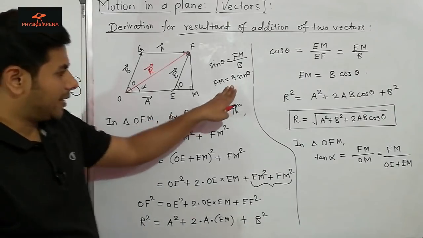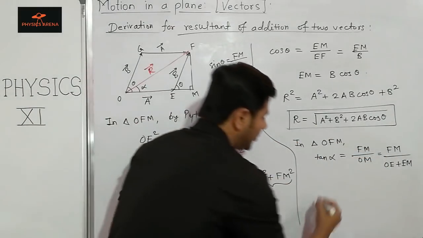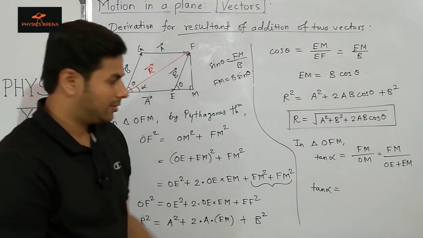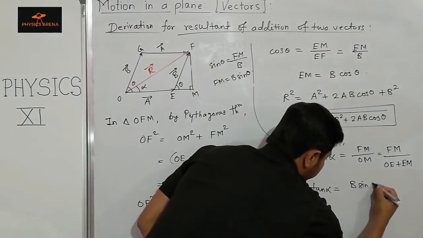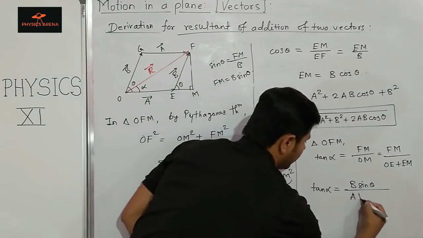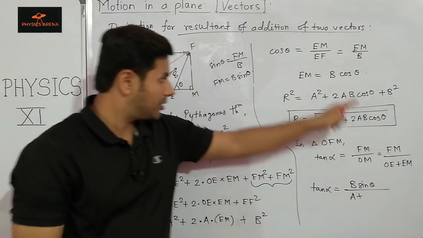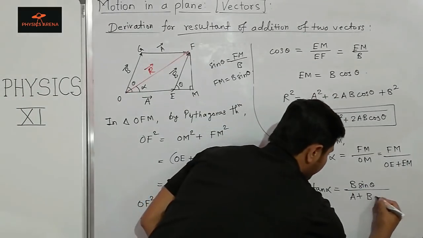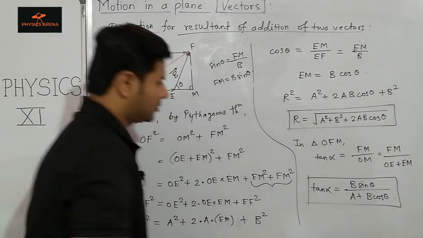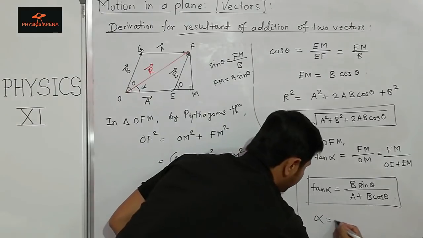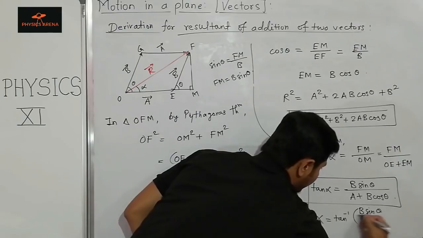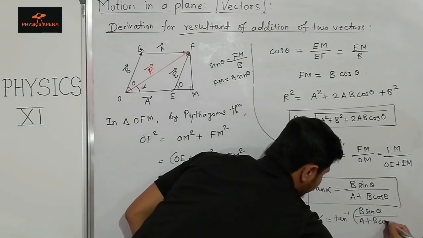So let us substitute that here. Substituting that, we get tan of alpha equals FM, which is B sin theta, divided by OE, which is A, plus EM, which is B cos theta. So alpha will be tan inverse of this right hand side, B sin theta divided by A plus B cos theta.